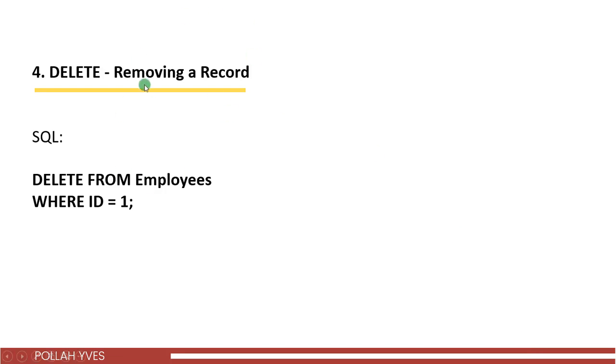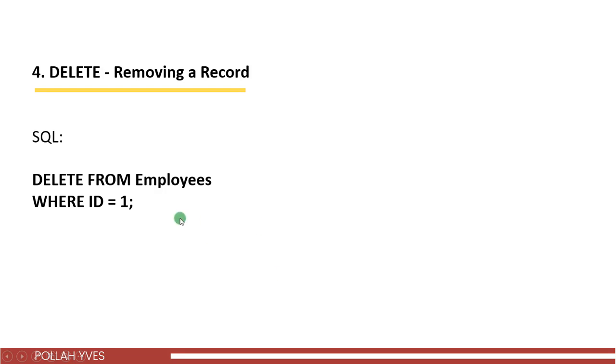Now the next operation is to delete a record. Very easy. To delete a record is very easy. So you're going to use the keyword delete. Now just that here, you're going to say delete from, you give the name of the table. After giving the name of the table, you will say where ID equals to. So now you precise the ID, like precising the row that you are trying to delete.